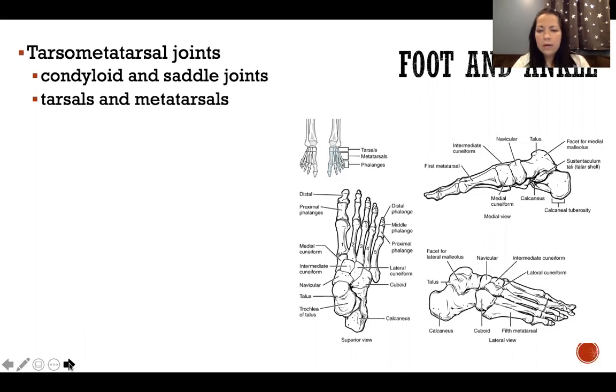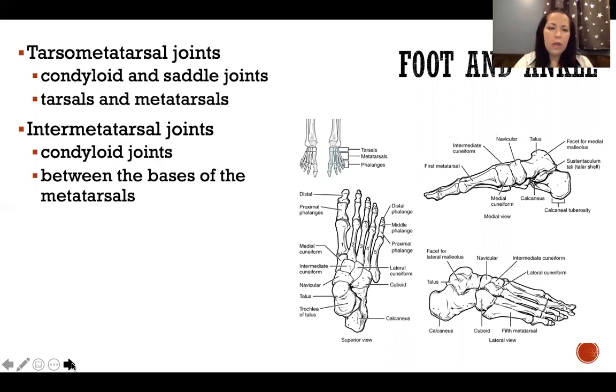So we have 8 carpals in each wrist. We have 7 tarsals in each foot. So then we have the articulations between the tarsals and the metatarsals. And then we have the intermetatarsal joints, just like we have the intermetacarpal joints. Those are the articulations between the bases of each metatarsal. And those are all condyloid joints.